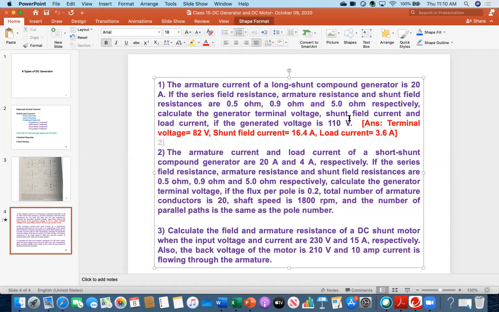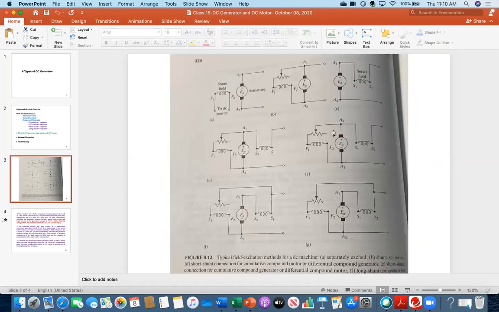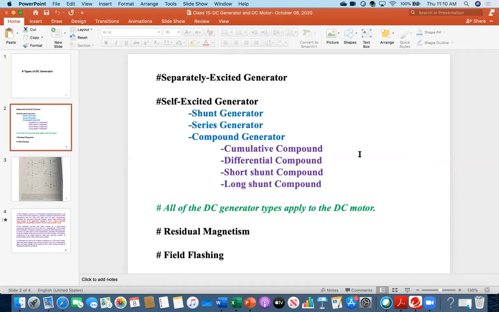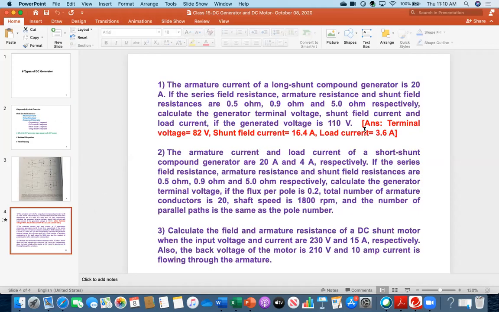Everybody please try, and you can see in the slides the long shunt, short shunt, everything is given, or you might see that video that I drew on that whiteboard. So either way it will work, and please try, and everybody try to get this result. And then next class I will be discussing number 2 and 3, followed by other things.